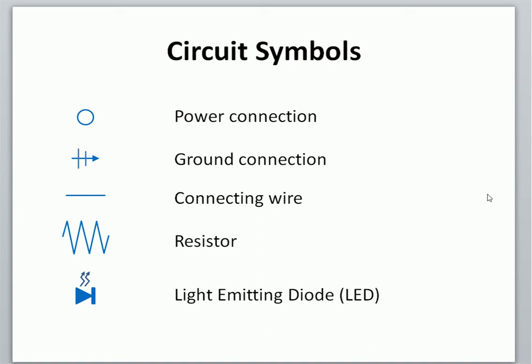Here are the symbols that we commonly use when we're drawing circuits. This is a power connection, and usually what we're talking about with this circle is a pin on your PIC. This is the ground connection. It could be a pin on your PIC, but normally is one of the blue lines on your breadboard since they're grounded. A straight line is simply a connecting wire.